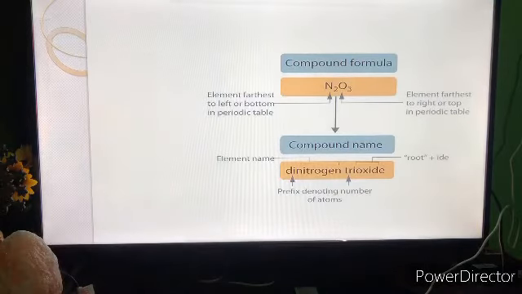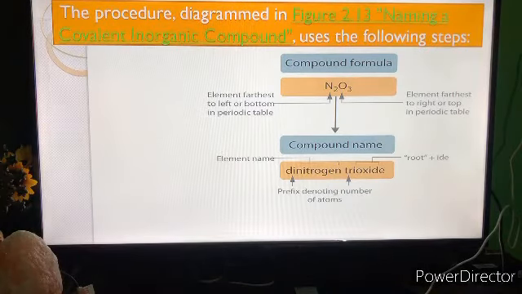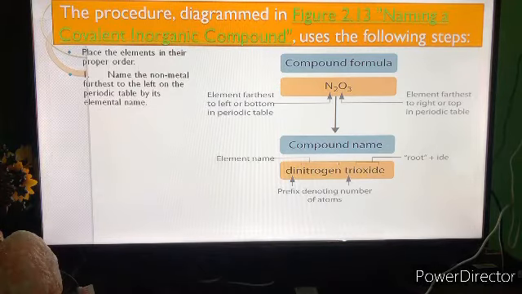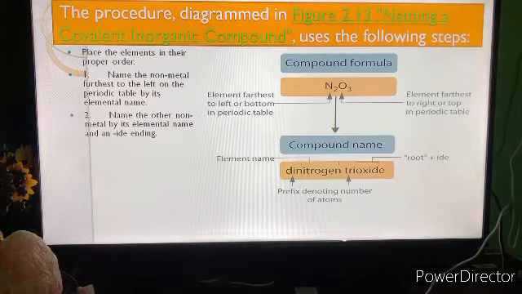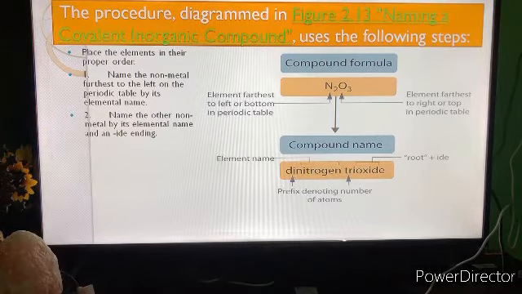To understand more about this, let us go on with the procedure in figure 2.13, naming covalent inorganic compounds. First, place the elements in their proper order. Name the non-metal farthest to the left on the periodic table by its elemental name. Second, name the other non-metal by its elemental name with an -ide ending. Let's say for example, N2O3. N is the element furthest to the left, or bottom, in the periodic table, while O, or oxygen, is furthest to the right, or top.